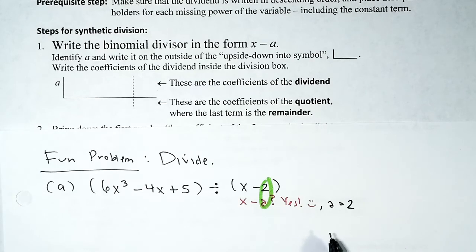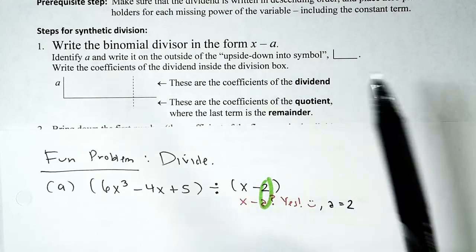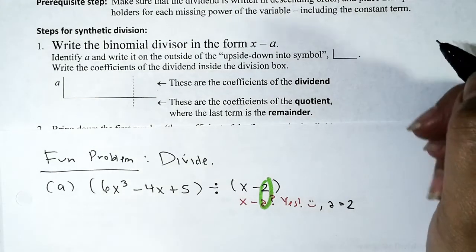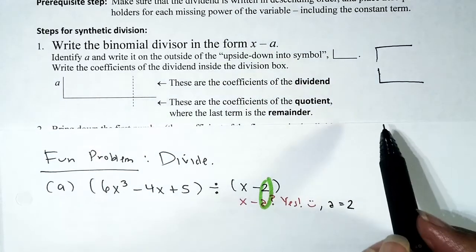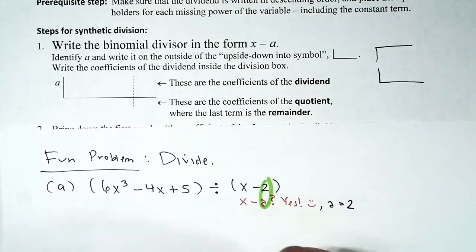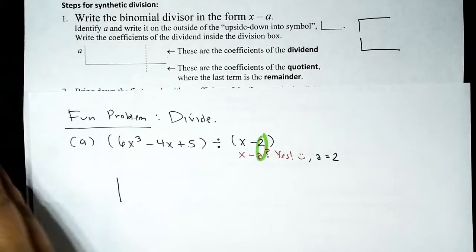What we're going to do is draw this upside down into symbol. The reason I call it the upside down into symbol is that the into symbol for long division is like this, but then we want to do the division box, which is the upside down into symbol. Sorry, let me zoom out.